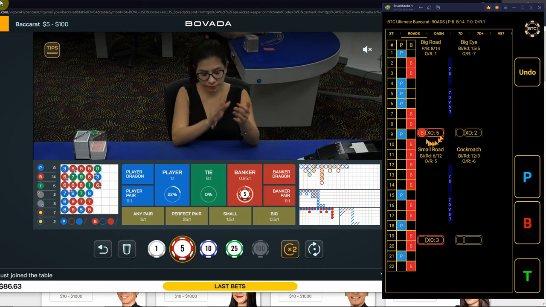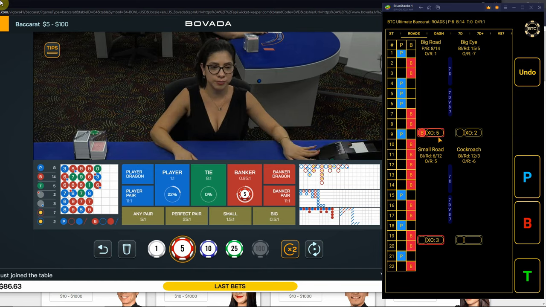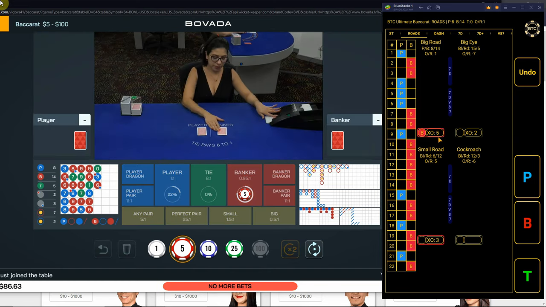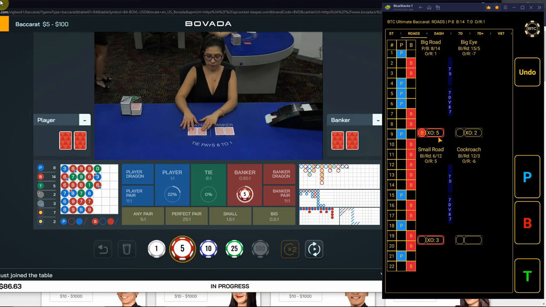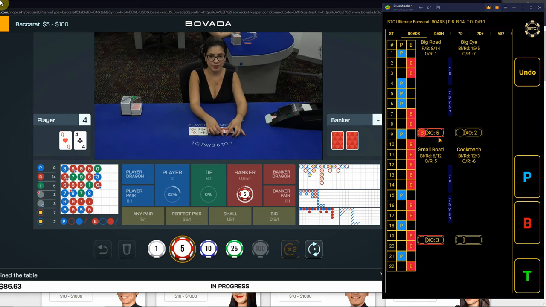And I'm just looking up here right now. And XTB is only concerned with one staying one or one going to two. After that, there's no bets in XTB. So let's see if this pattern continues.